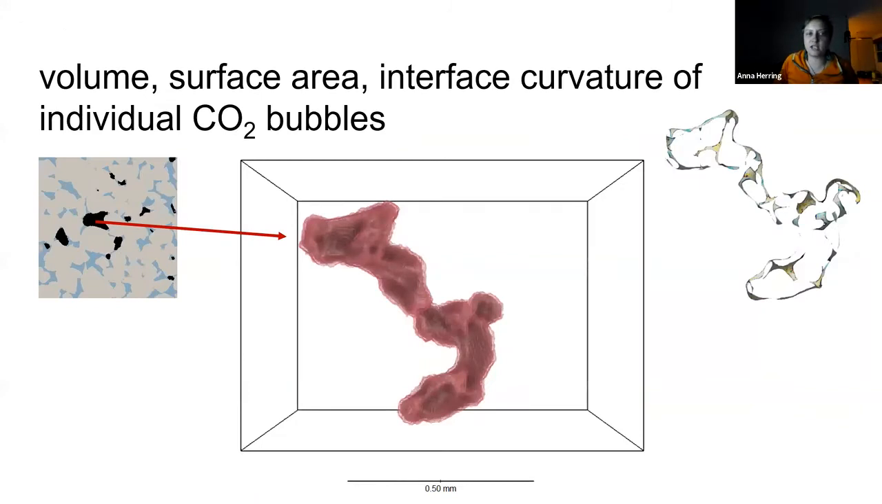We can also look at individual bubbles of CO2 inside these rocks and make very precise measurements of, for example, bubble volume and bubble surface area. We can look at the fluid-fluid interfaces and measure the curvature of those interfaces for individual bubbles.